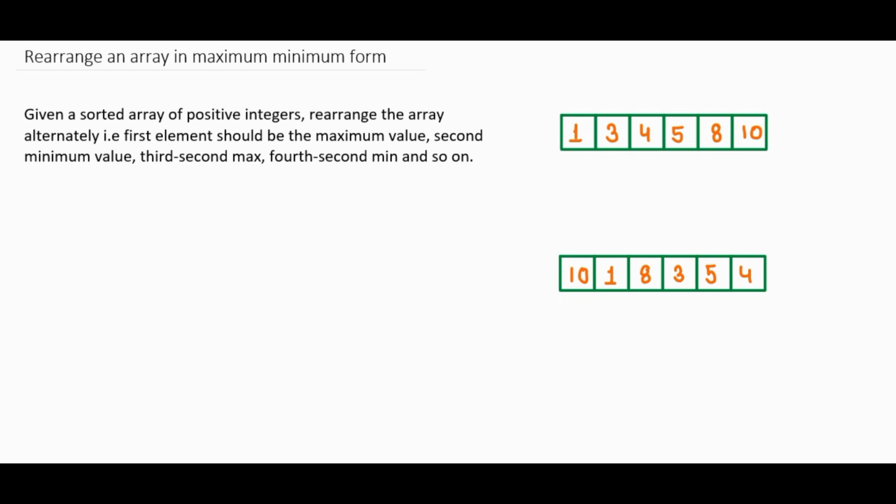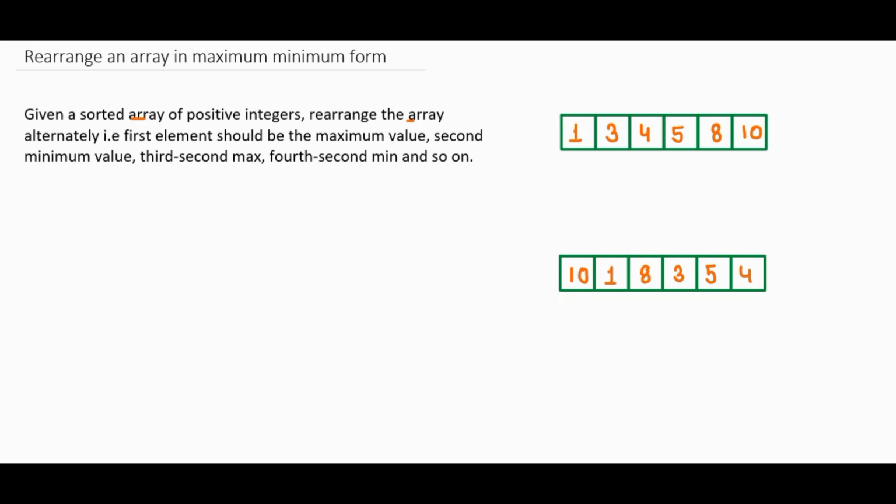Rearrange an array in maximum minimum form. So let's see what the question is. Given a sorted array of positive integers, rearrange the array alternately. That is, the first element should be the maximum element, the second element should be the minimum, then the third should be the second maximum, the fourth should be the second minimum, and so on.